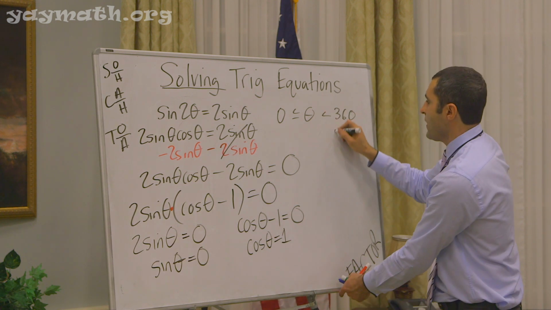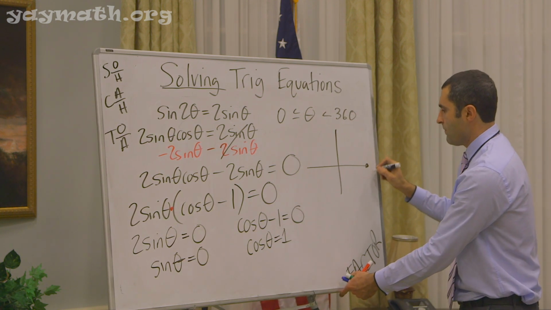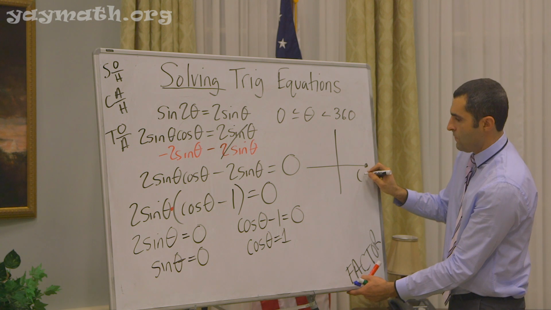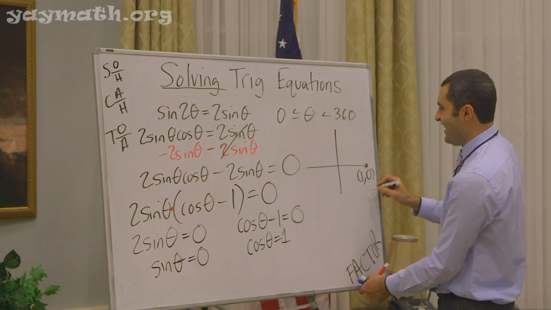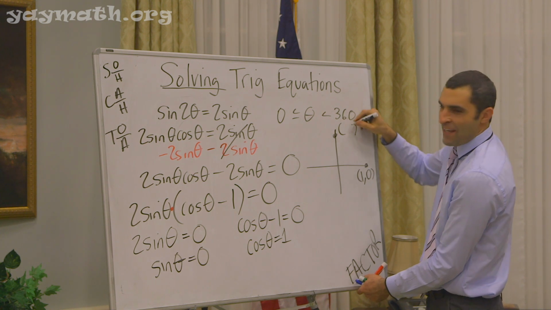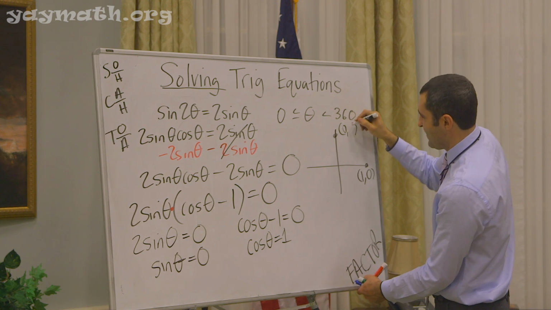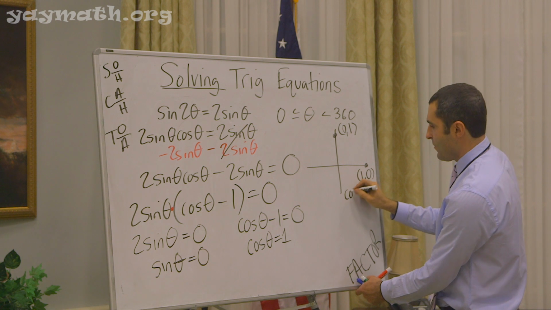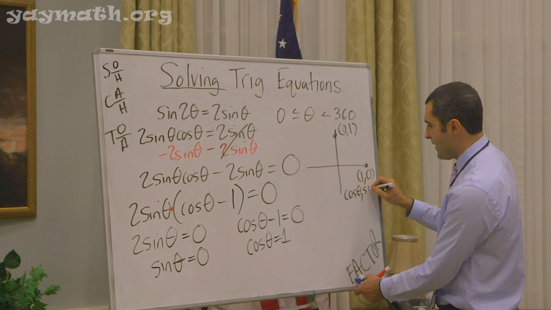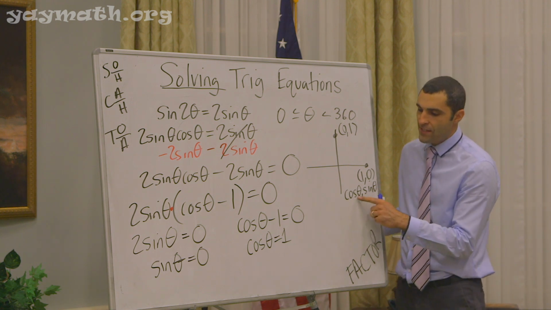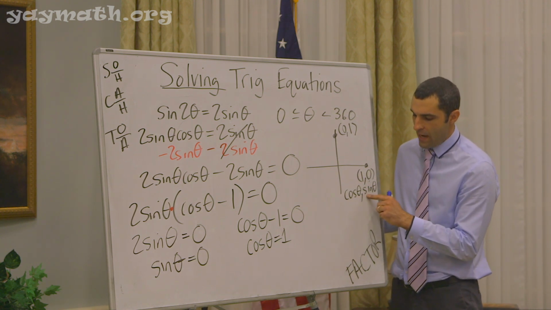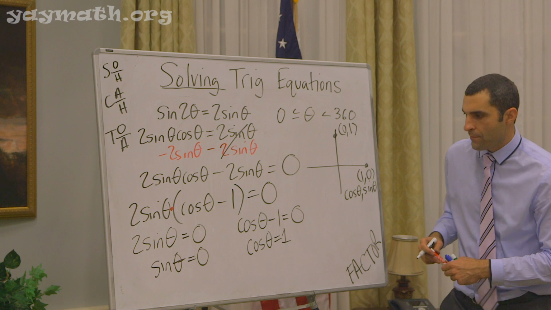Let's do unit circle over here. What's the point at 0? It's 1, 0. Good. This is cosine of the angle, sine of the angle in unit circle terms. So what is cosine of 0? 1. What is sine of 0? 0.